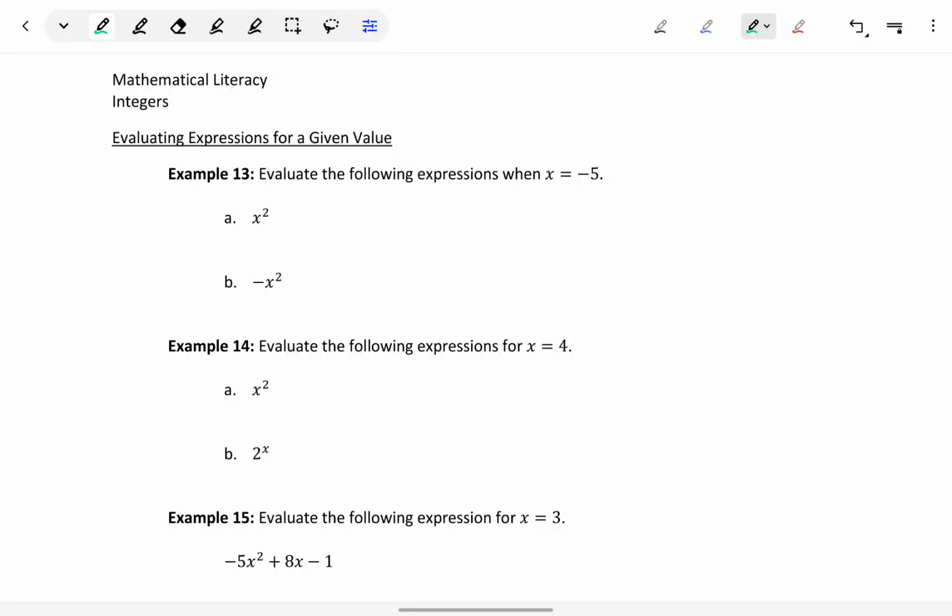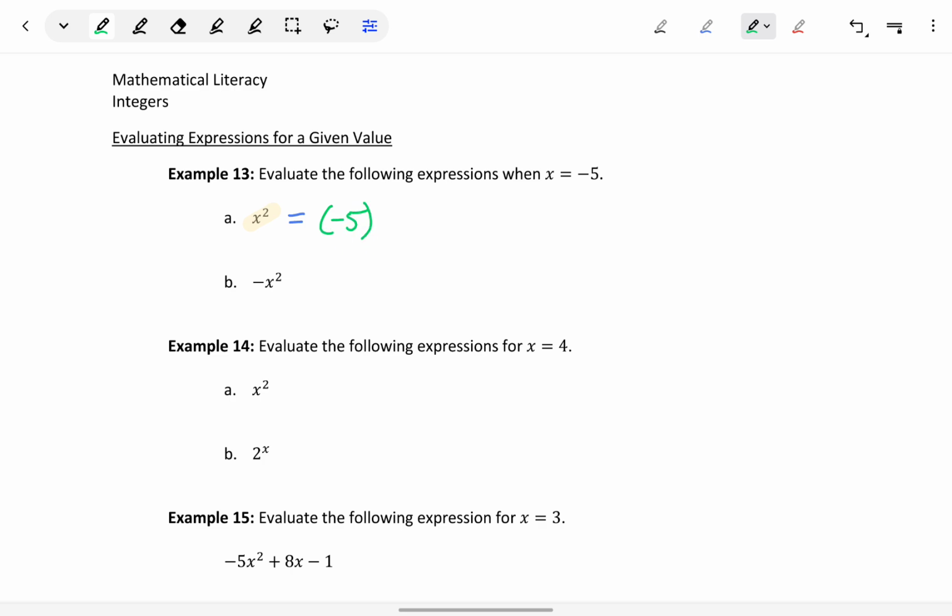We can also encounter problems where we're given an algebraic expression, something like x squared, where x represents some unknown value or a value that we'll make a substitution for. For instance, in example 13, we'll be asked to evaluate the expression below when x is equal to -5. That means we want to take that given expression, x squared, and everywhere an x occurs, we want to substitute in -5.